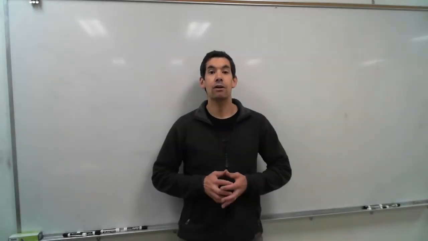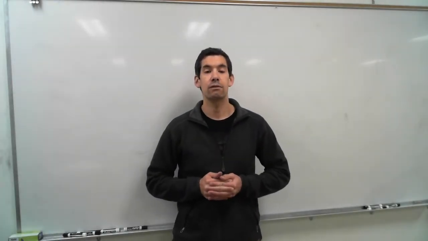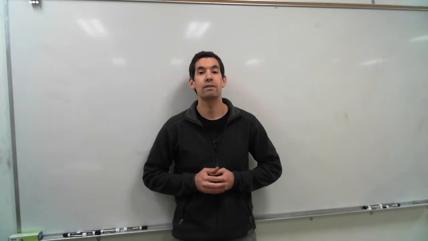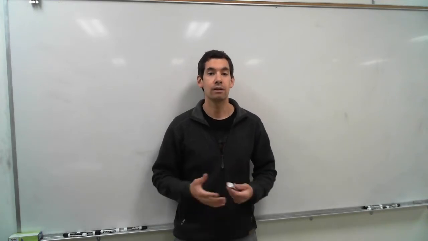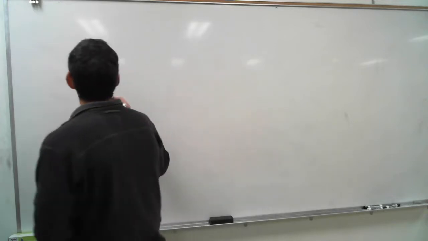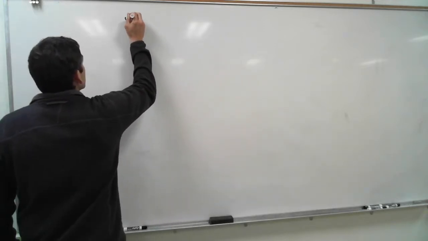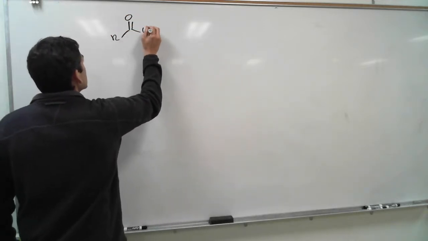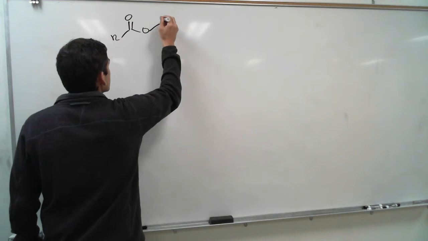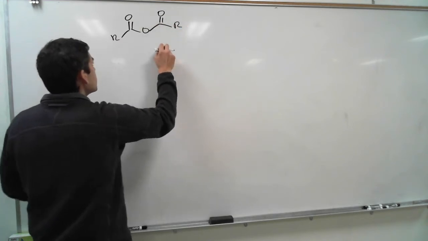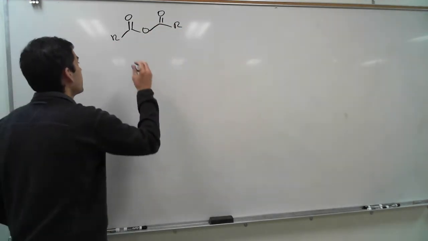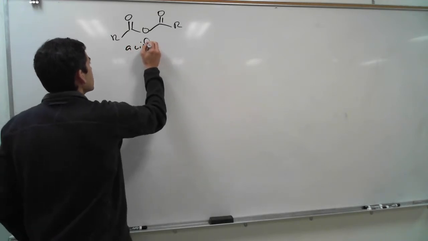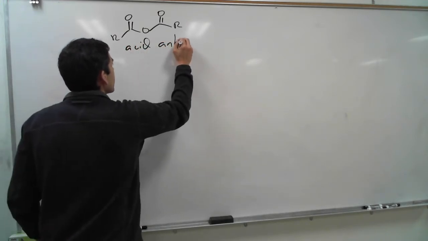Hello, welcome back to our organic chemistry lecture series as we're working on our carboxylic acid derivatives. Today we'll be talking about a new carboxylic acid derivative we haven't seen before, a brand new functional group for us. We're going to have a carbonyl attached to an oxygen, and this oxygen then attached to another carbonyl. So we have two carbonyls directly attached to one oxygen. This is going to be our acid anhydride.